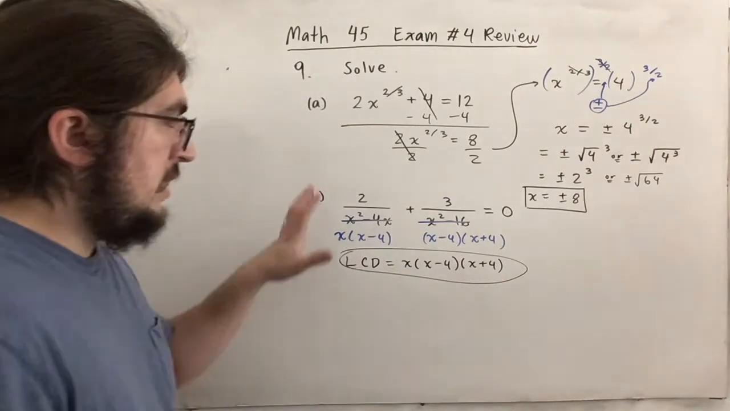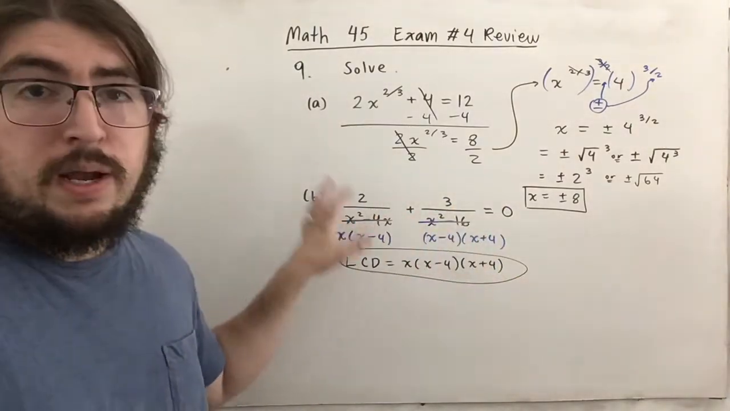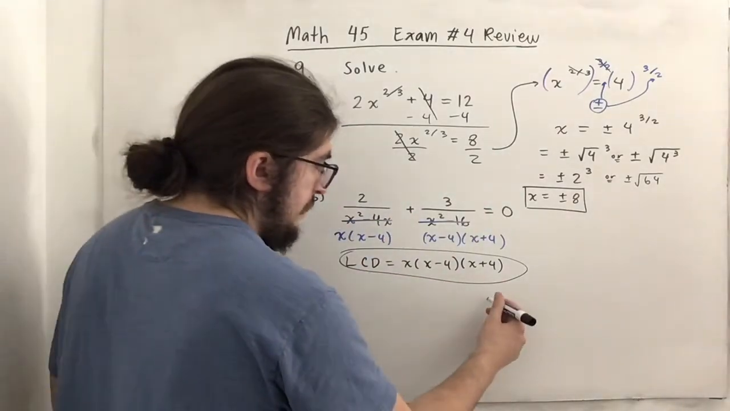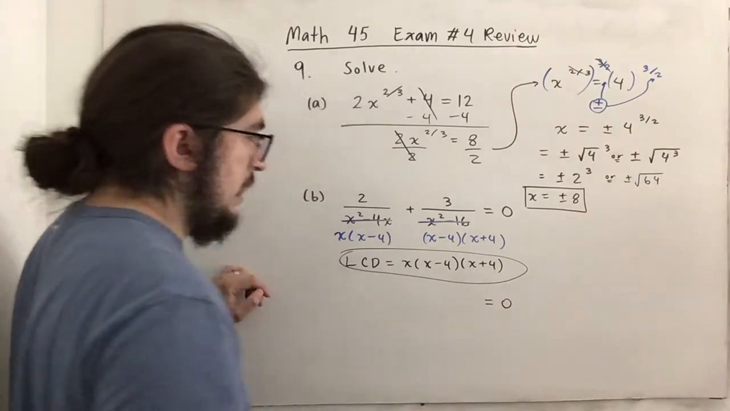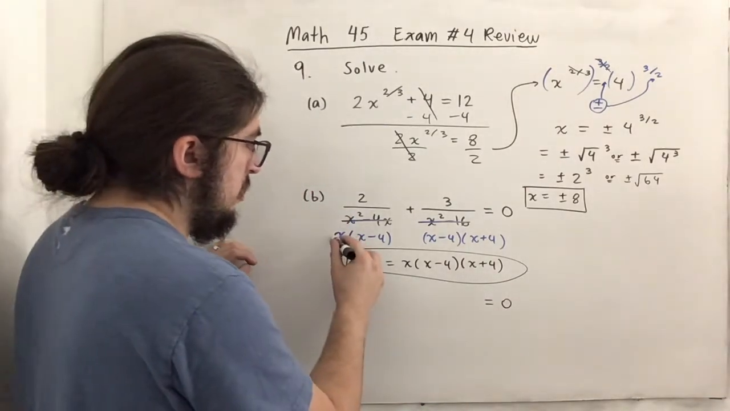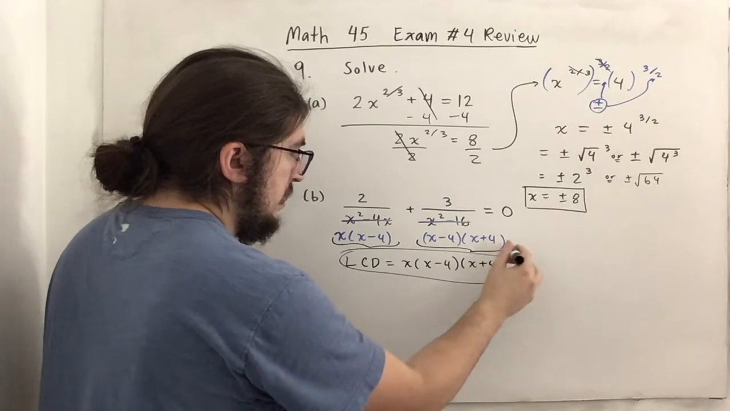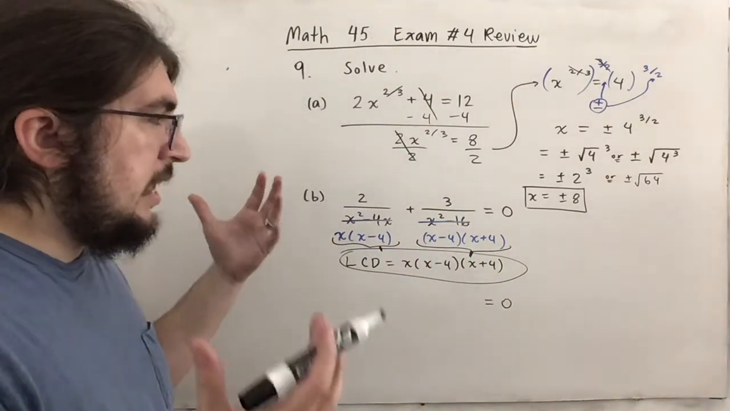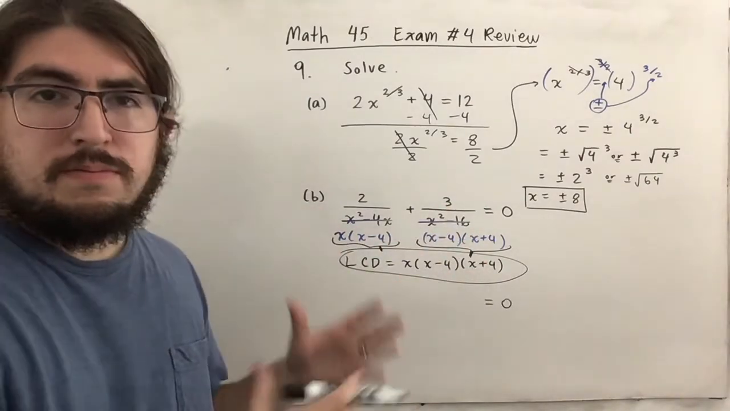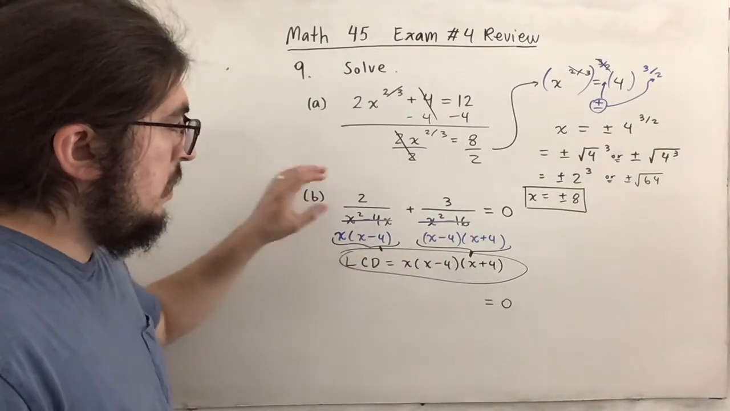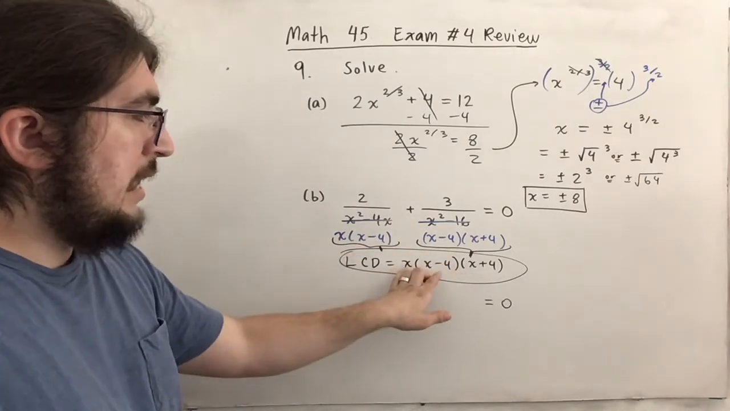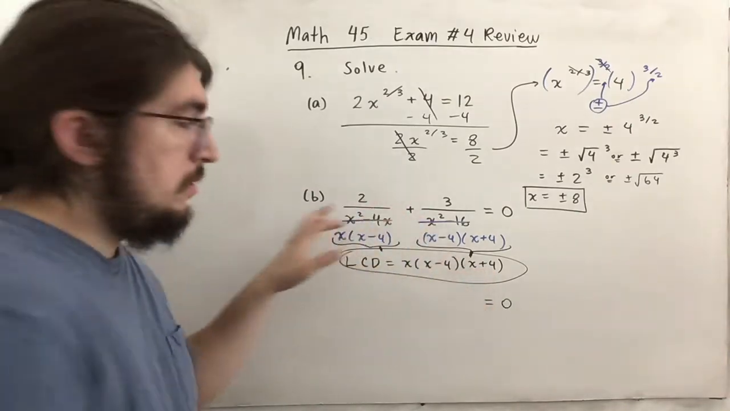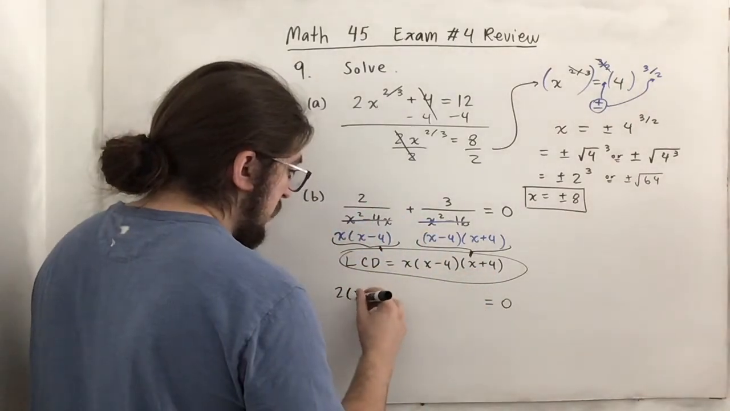Now what's nice about this is if we multiply each term in this equation by the LCD, anything times 0 is 0, so that doesn't matter. We're going to get 0 on that side. But when you multiply these two terms by the LCD, you get cancellation. It's hard to write it out because it'll be long, but if you imagine multiplying this by the LCD, the x and x minus 4 match, so those cancel. So the top two is only multiplied by what didn't cancel, which is 2 times x plus 4.